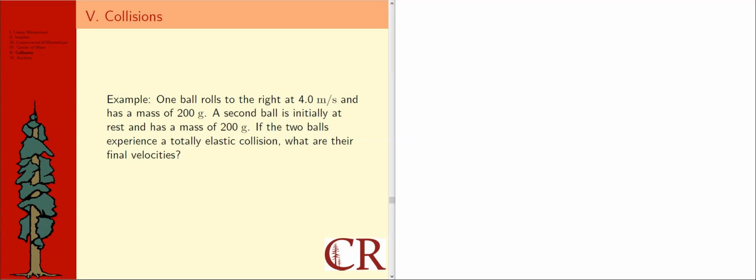Let me first draw a picture of it. So we have a 200 gram mass. You might notice these examples all resemble each other. It says one ball rolls to the right at 4 meters per second and has a mass of 200 grams. Maybe I'm not that imaginative when it comes to coming up with different numbers and examples. But now the second ball is also 200 grams, and it is initially at rest, so there is no speed there.